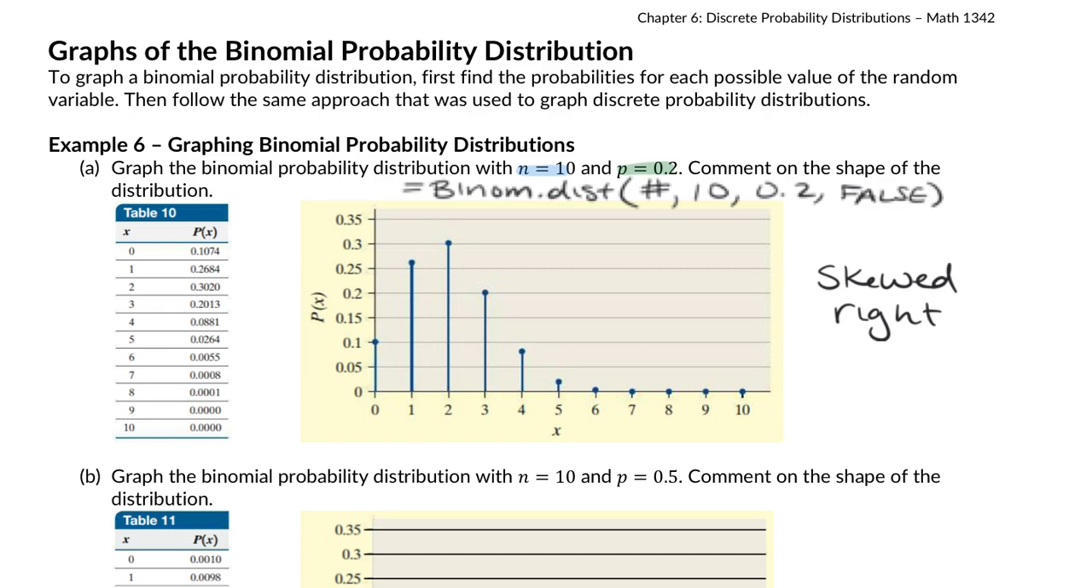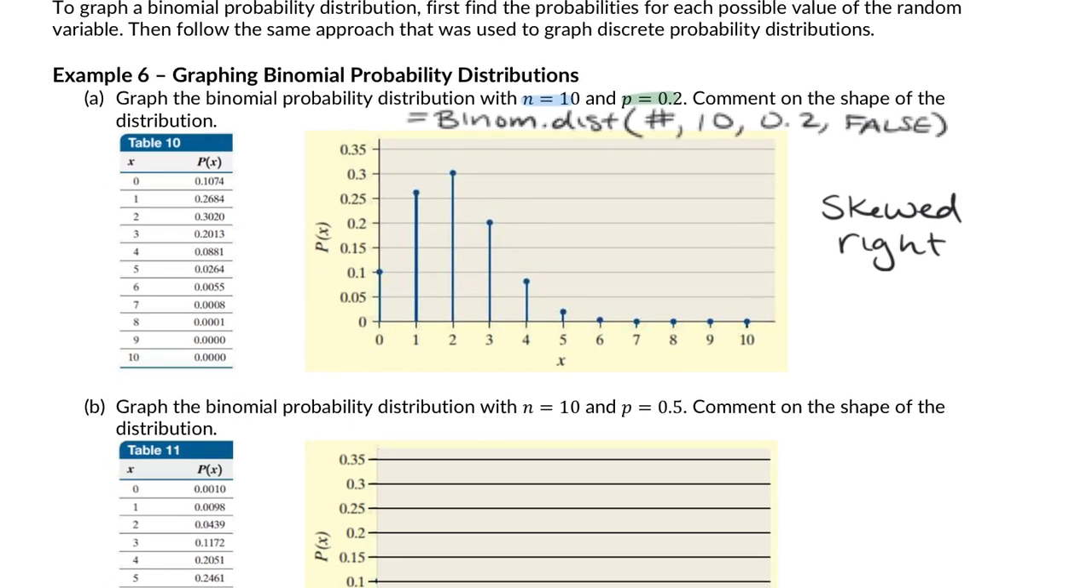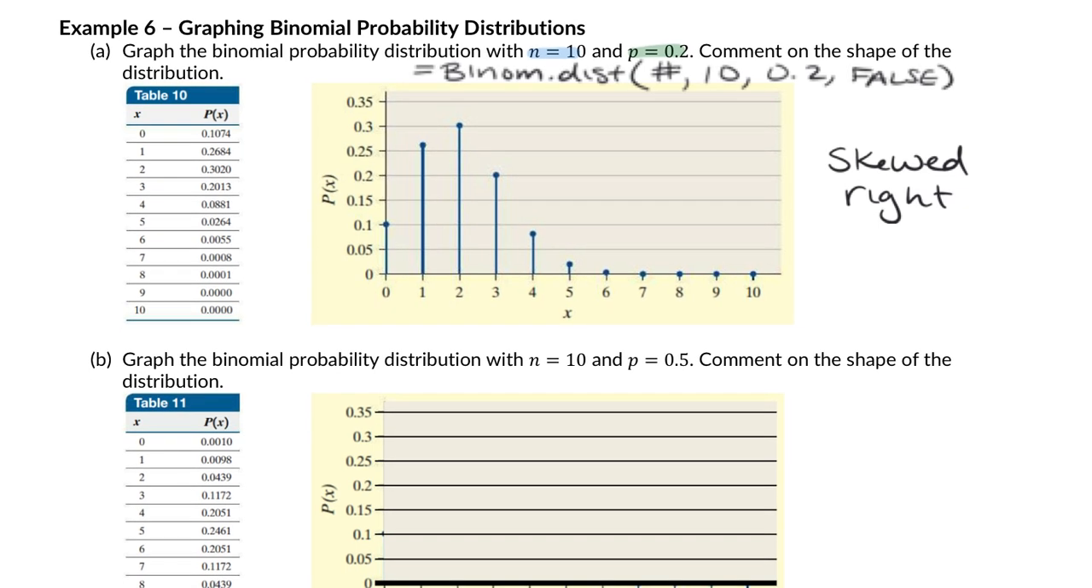What we're going to do on this page is change the probability of success to see what happens as you increase it. So 0.2 means not a high probability of success. We're skewed to the right. We're going to do this same thing, not changing the number of trials, but changing the probability of success. It's gotten more, right?